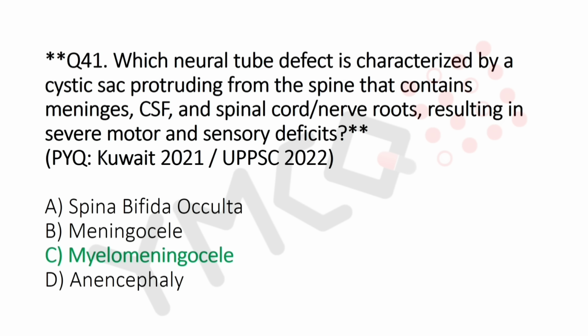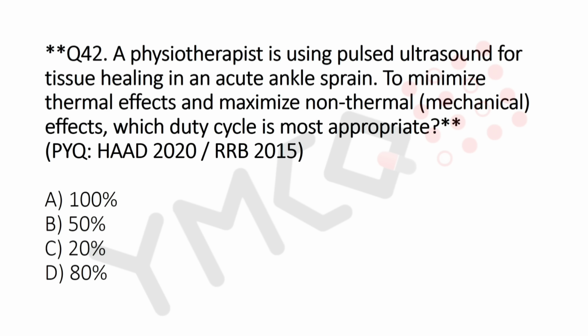Now let's move to question number 42. A physiotherapist is using pulsed ultrasound for tissue healing in an acute ankle sprain. To minimize thermal effect and maximize non-thermal mechanical effect, which duty cycle is most appropriate? Option A 100%, option B 50%, option C 20%, option D 80%. And the answer is option C, 20%.